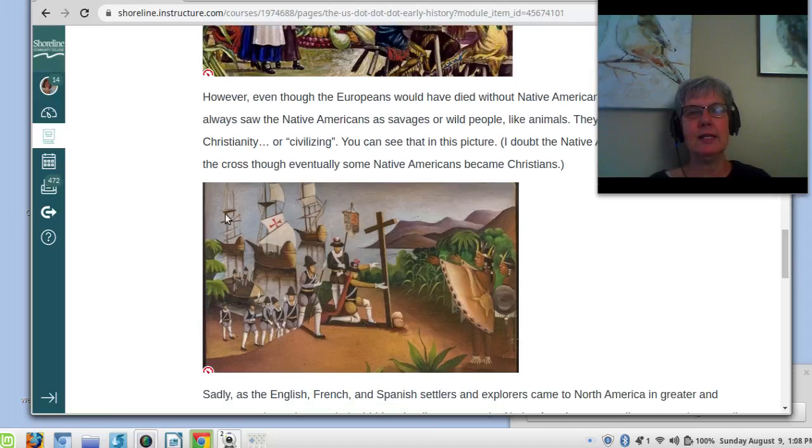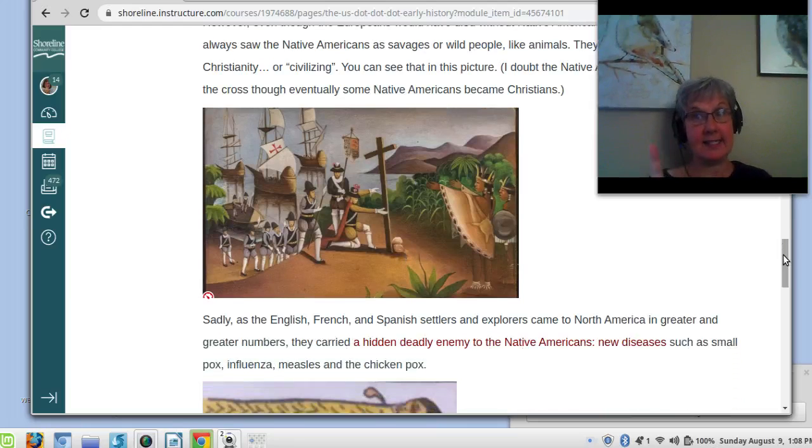So this is an early picture showing some British people, looks like soldiers. Maybe this is supposed to be Christopher Columbus coming to the Americas, and the Native Americans worshiping the cross. But I don't think that's a true picture, but that's a picture that we see. This is the sad part.